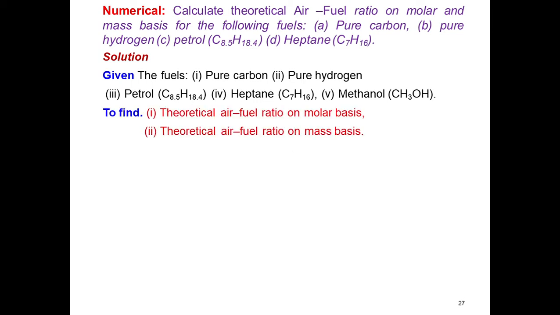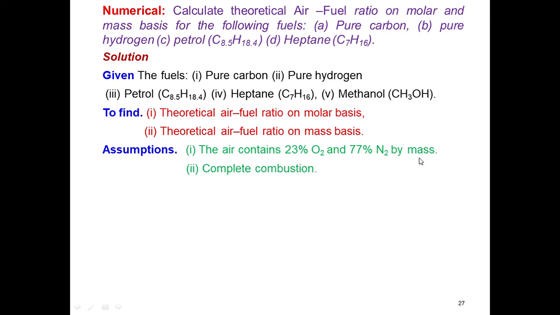We have to find out the theoretical air fuel ratio on molar basis and mass basis. Let us consider that air consists of 23% oxygen and 77% nitrogen on mass basis, and we have complete combustion. Because if you want to find the stoichiometric or theoretical air fuel ratio, the first assumption is that there is complete combustion. Only then is it possible to find the theoretical or stoichiometric air required. So let us see that for pure carbon.